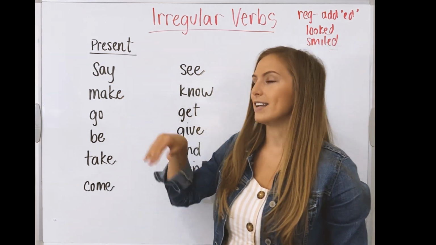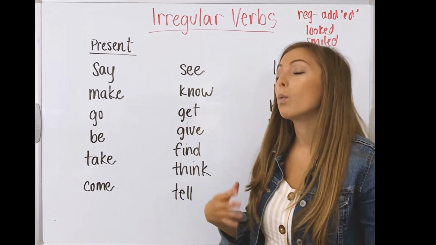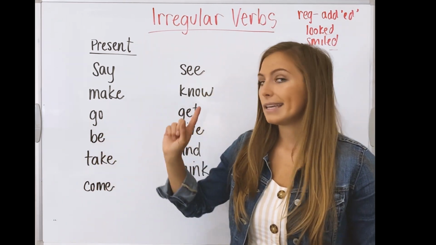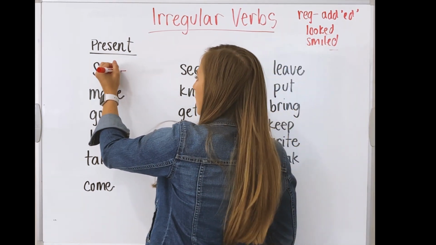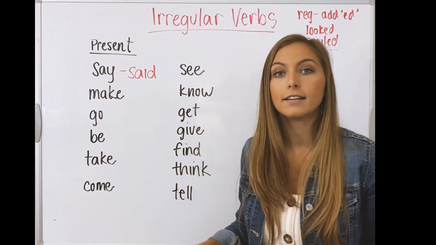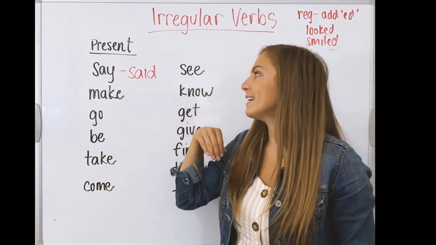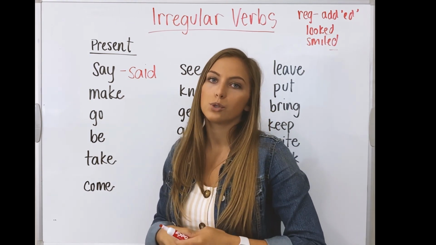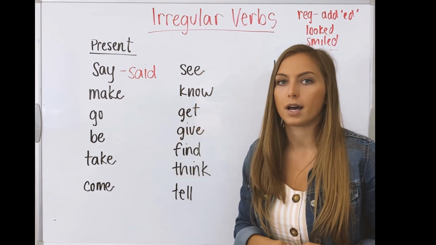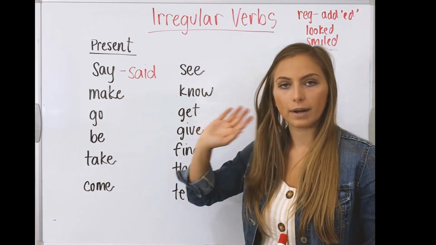So our first one, say, right? We use this so much when we are talking about what people say. In the past tense, we say said. Say, said. All right? He said to go to the store to pick up some food. He said, said. All right?